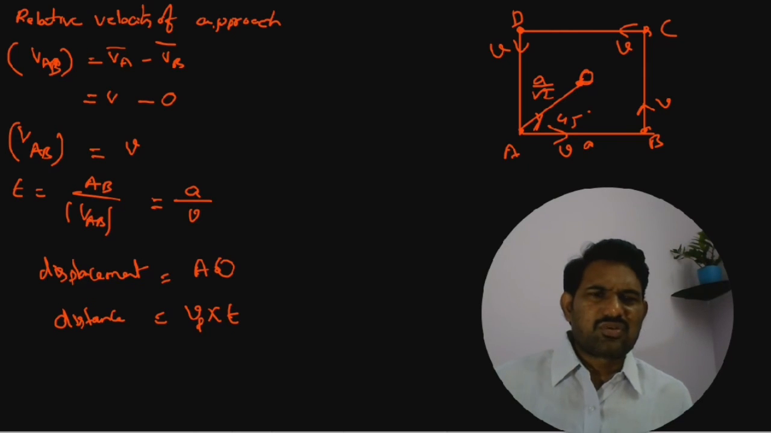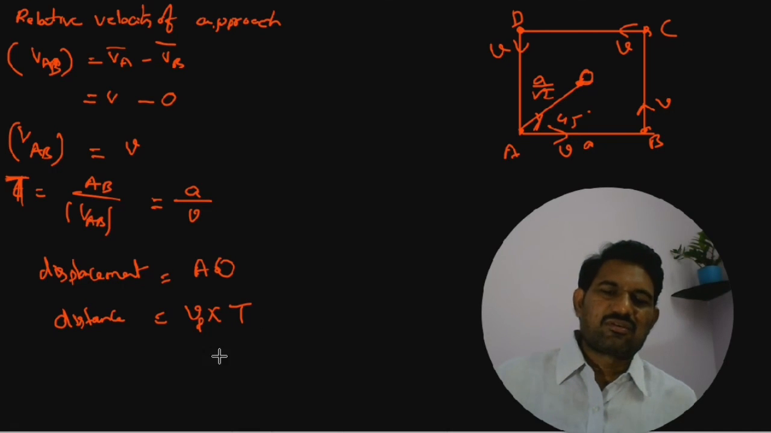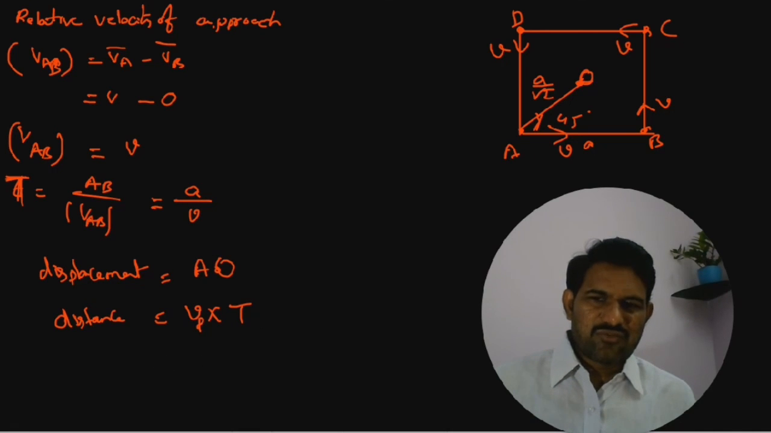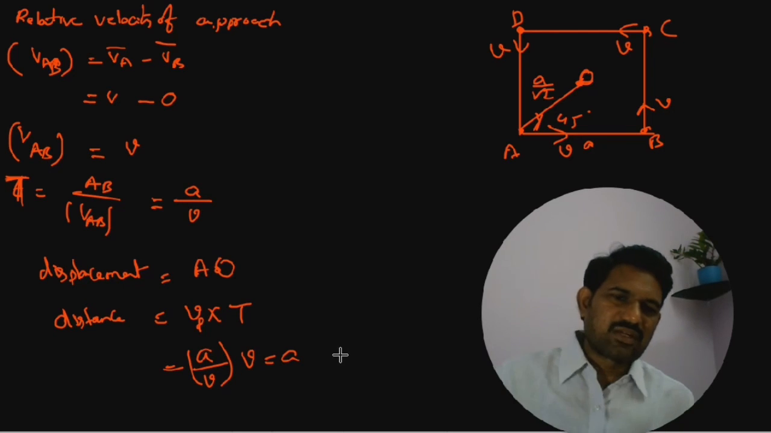So let us write it in general form. Let us write the time as capital T, that means the time after which they are colliding with each other. So for example, in this square problem, they are traveling with the velocity v and the time taken is a by v, into v. So you will get a only. That means each particle will travel a distance of a.